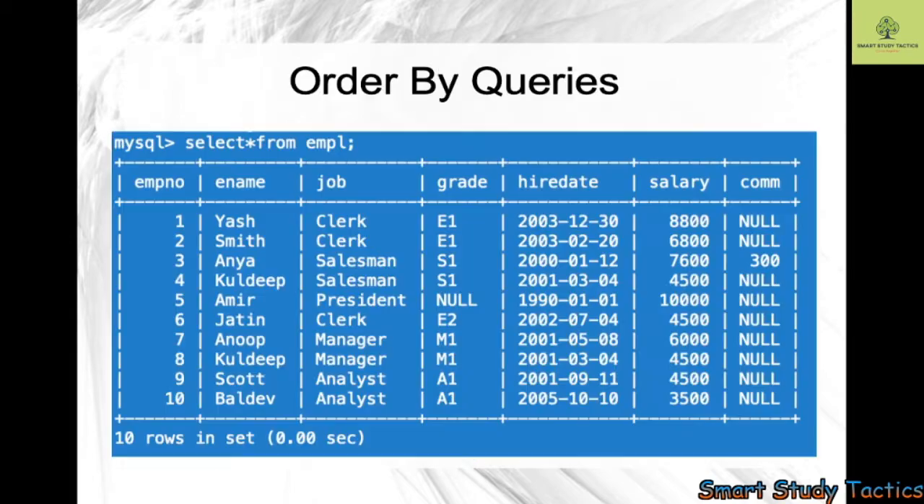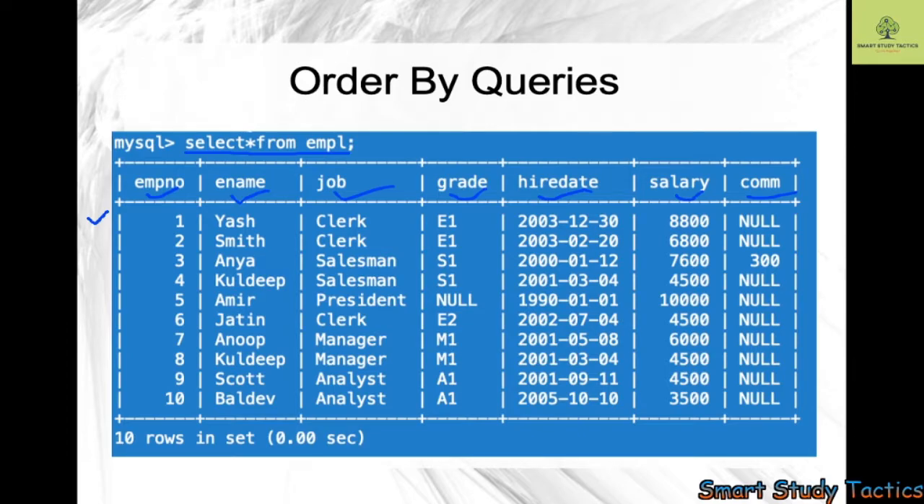Okay, so here we are going to begin. First of all, this is the original table which you can see here. Yesterday I prepared this table with select asterisk from employee, and it has certain columns: employee number, employee name, job, grade, hire date, salary, and the commission. It has these many columns and 10 rows, and these are the details here. So in the order by query, this is the table I am going to use. Okay, I think this is clear.